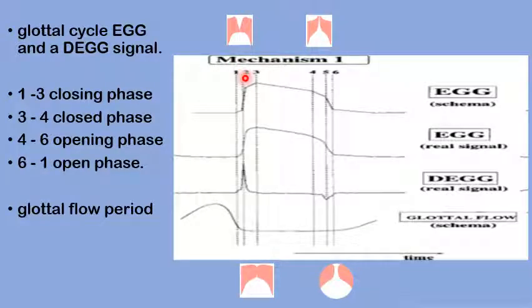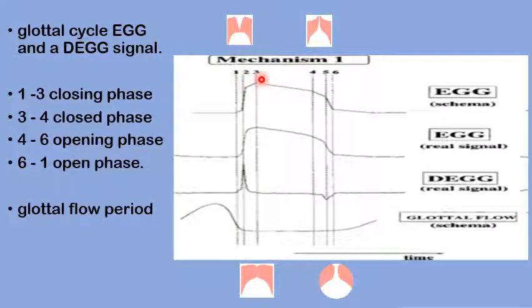And we're still in the closing phase here. You would see this positive peak and the speed of the movements of the vocal folds during closure, giving the abrupt closure segment in here, this very rapid closure, and this would be marked as number 2. And then number 3 is achieved with maximum closure of the vocal folds together to close up the glottis. So this 1, 2, and 3 are the closing phase of the vocal folds.